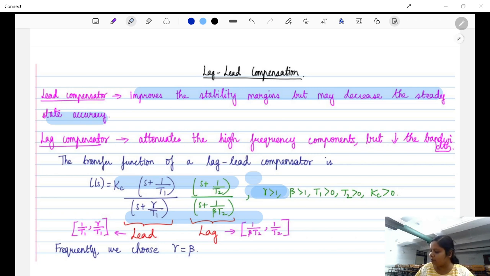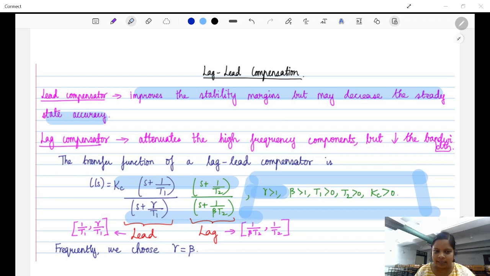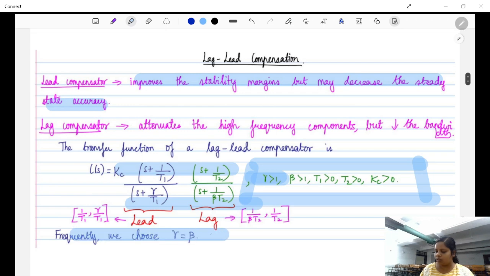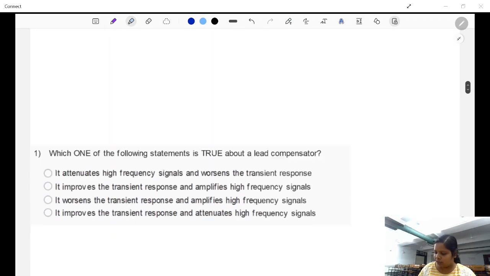All right. So this is a very general transfer function of lag lead compensator. And if you make any one of them, you can eliminate any one of them. Okay. Frequently we choose gamma is equal to beta. Okay. Let's move to the questions.